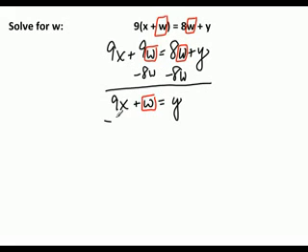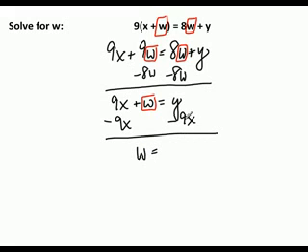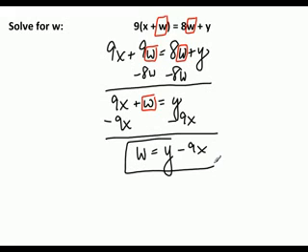But this 9x needs to be moved to the other side. And drop down the W. These are not like terms, so I'm just going to leave a y minus 9x. And because the W is by itself, there's nothing I can simplify. This would be my final answer.